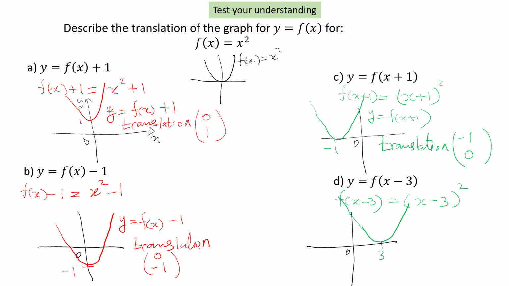So the graph, let's label this one: y equals f(x minus 3). The translation: the graph moves in the positive x direction by 3, so 3, and in the y direction it does not move, so 0.